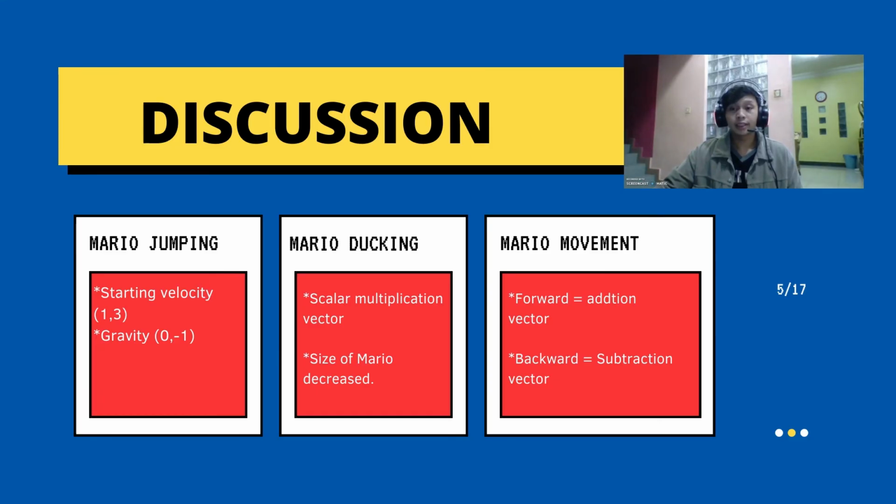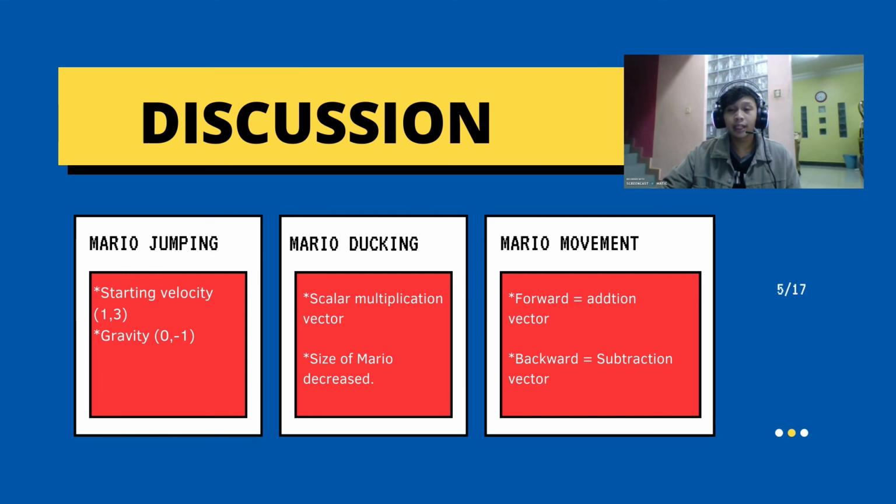As for our discussion, there were 3 problem statements stated by my group mates, which are Mario jumping, ducking, and his movement forward and backward. For Mario jumping, we applied velocity and gravity in the calculation. The starting velocity coordinate is 1, 3, and it slowly decreased because gravity pulled it down, to the coordinate 0, -1.